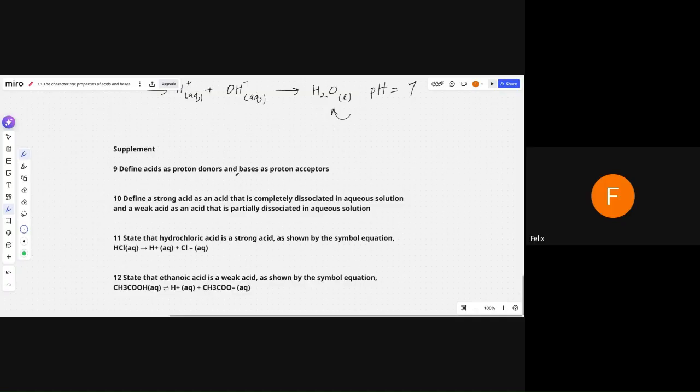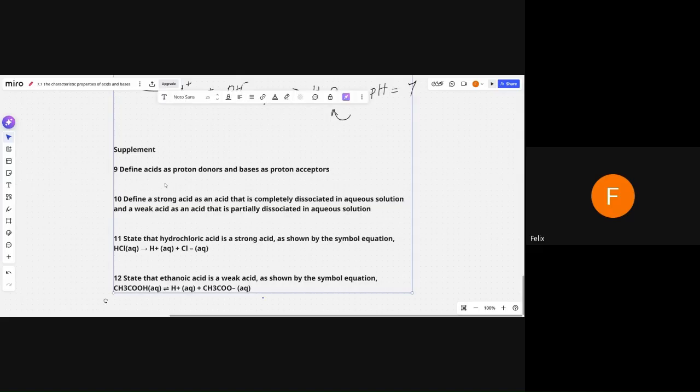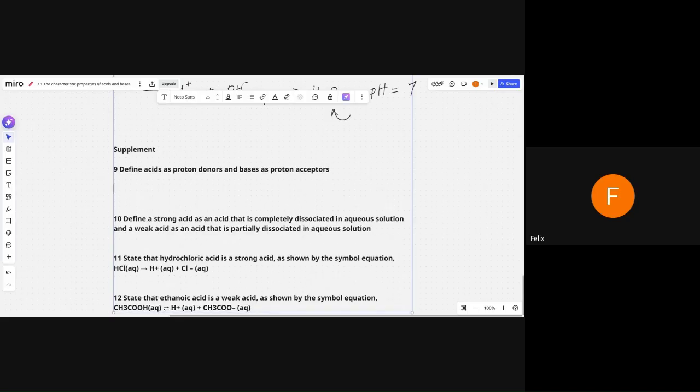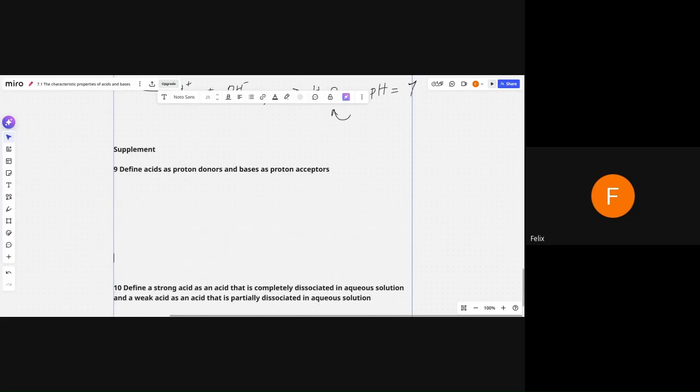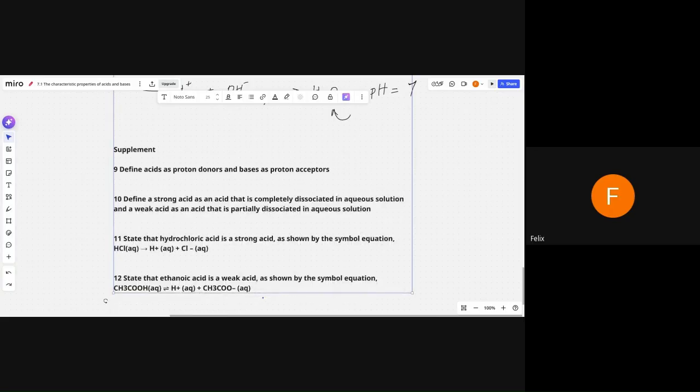Now, this is the third definition that we are learning about acids and bases, right? The first one was that acids have a pH of less than 7, and a base is something with a pH of greater than 7. The second definition was that an acid releases hydrogen ions in aqueous solution, and a base or an alkali releases hydroxide ions in aqueous solutions. And the third one is that an acid is a proton donor. So it's basically the same thing as hydrogen.